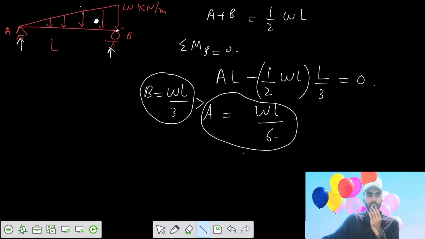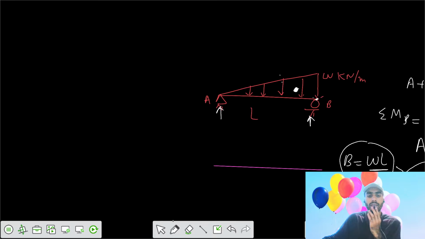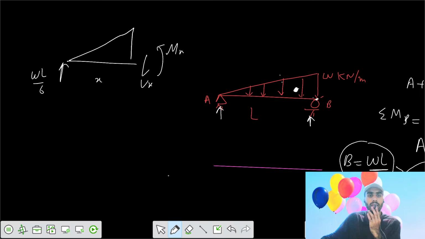So if you want to draw the shear force diagram, let's have that reference line for your shear force diagram. Let's take any section. This is your reaction at A equals WL by 6. We cut a section X from A. Then let's say the shear force here is Vx and the moment here is Mx. Then we have the variation, this is your Wx.